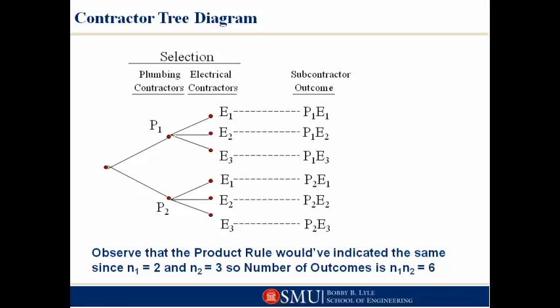Observe that the product rule would have indicated the same, since N1, the number of choices that the general contractor had for plumbers, was 2, and there were 3 different choices for electrical contractors, or N2. And so N1 times N2 is, of course, 2 times 3.